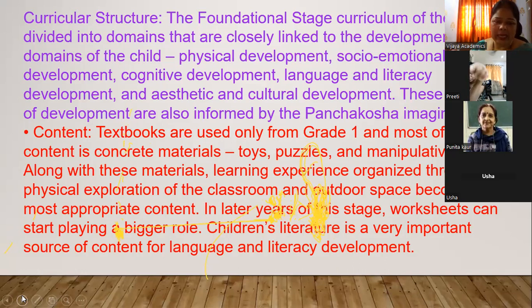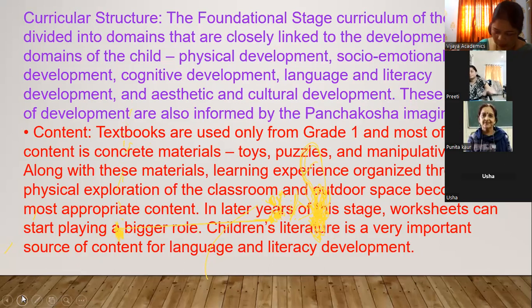Now, what is the content? What kind of textbooks are there? Just see, textbooks are used only from grade 1. Remember these, teacher. From grade 1 only, the textbooks will be available. But we are working in the private schools, so there the structure is different, isn't it? And most of the content is concrete material.